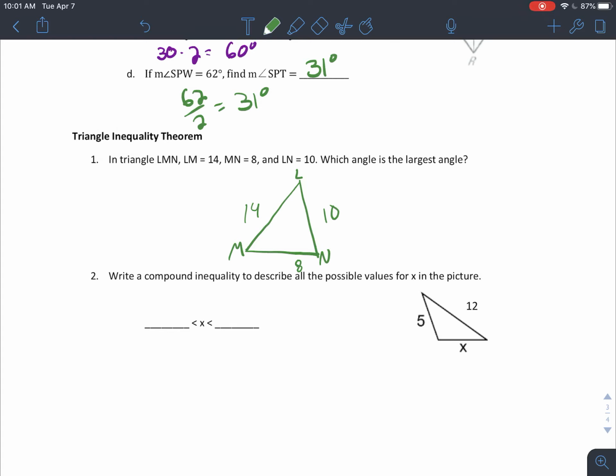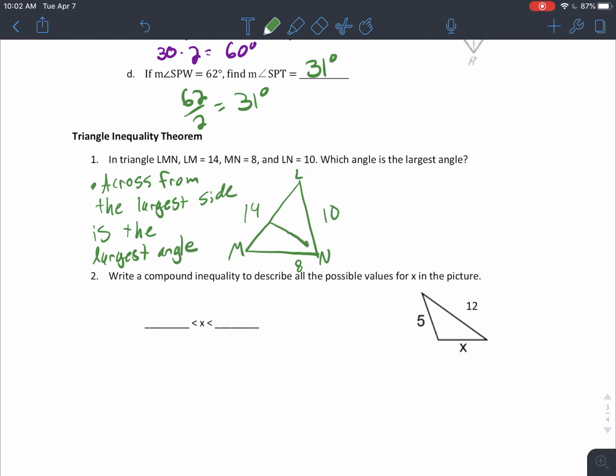Which is the largest angle? So, triangle inequality theorem, one of the facts is that across from the largest side is the largest angle. So if we go across from the largest side here, 14, that takes us to N. So angle N is the largest angle in this question.